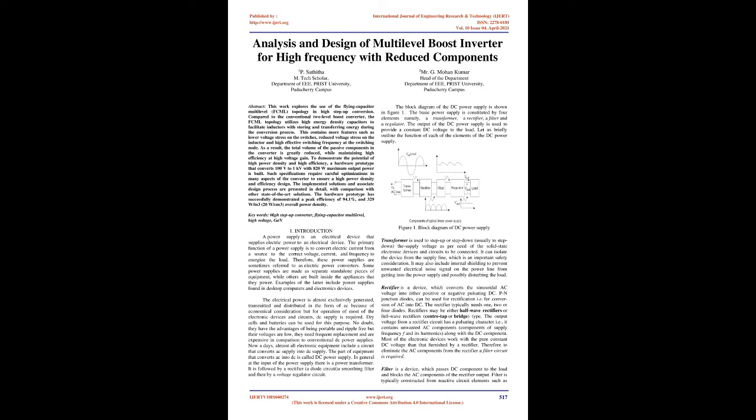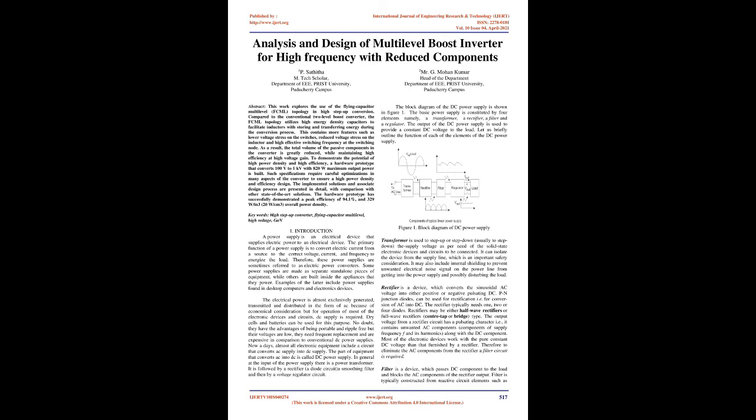Nowadays, almost all electronic equipment include a circuit that converts AC supply into DC supply. The part of equipment that converts AC into DC is called DC power supply. In general, at the input of the power supply there is a power transformer. It is followed by a rectifier, a diode circuit, a smoothing filter, and then by a voltage regulator circuit. The block diagram of the DC power supply is shown in Figure 1.